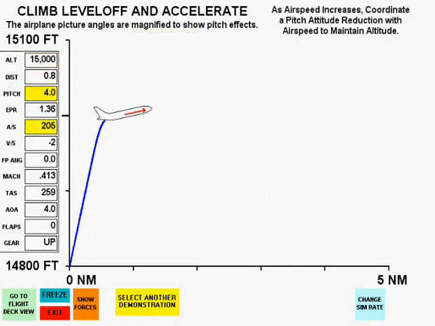As the airspeed increases, we must coordinate a pitch attitude reduction with airspeed to maintain altitude. This is an example of the rule that states that pitch attitude must be coordinated with airspeed changes during a constant flight path maneuver.